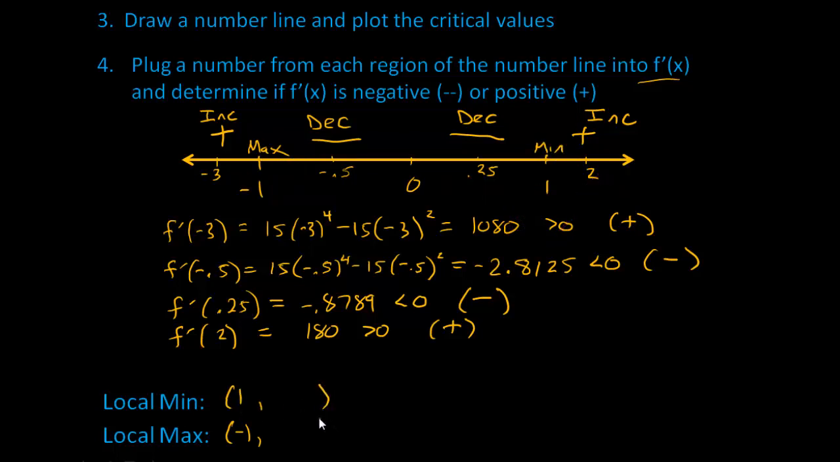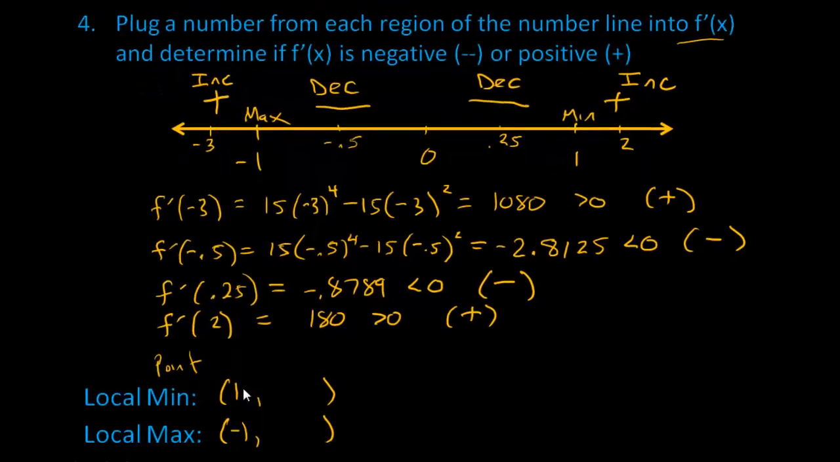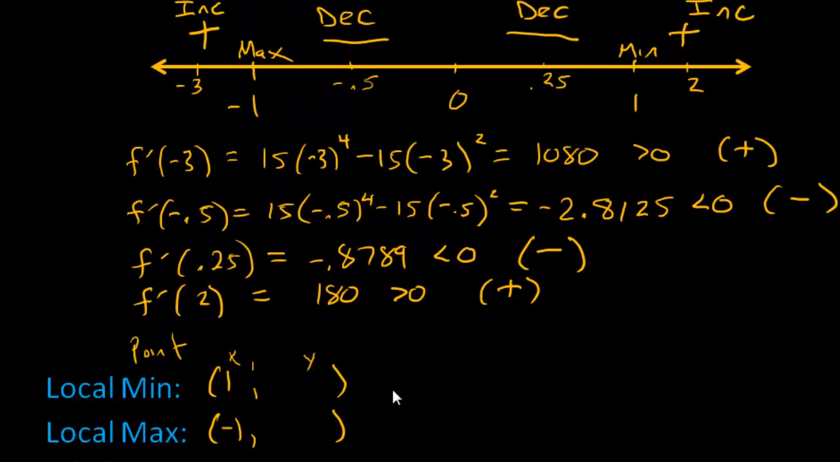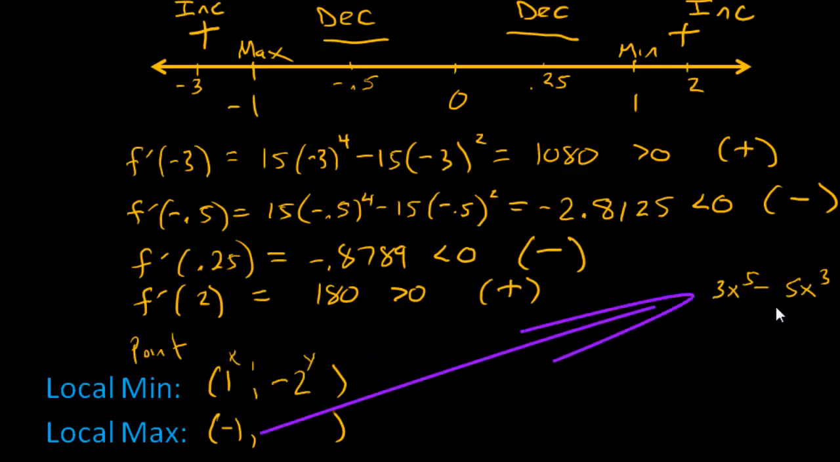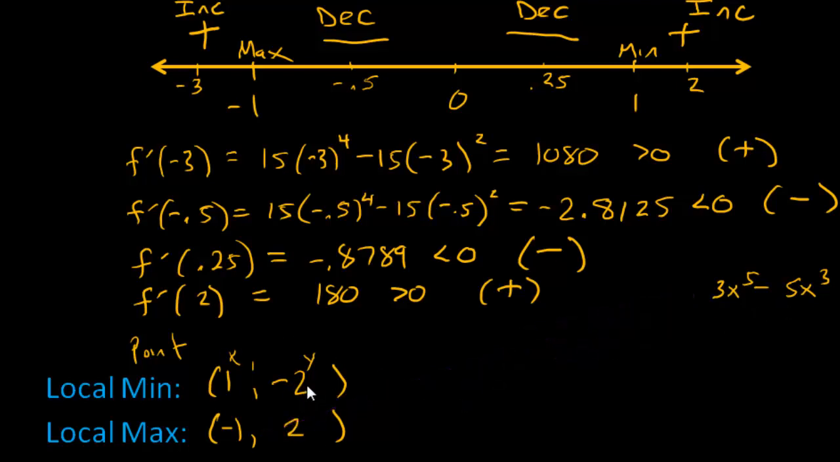Now I left this blank open because local maxes and mins are points. So as a point, they need an x value. They also need a y value. So what you have to do is go back and plug this x value into the original function. Recall that the original function is 3x to the 5th minus 5x cubed. So if you plug 1 into this function here, you're going to get -2. And when you plug -1 into this function, you're going to get +2. So these are my local extrema.